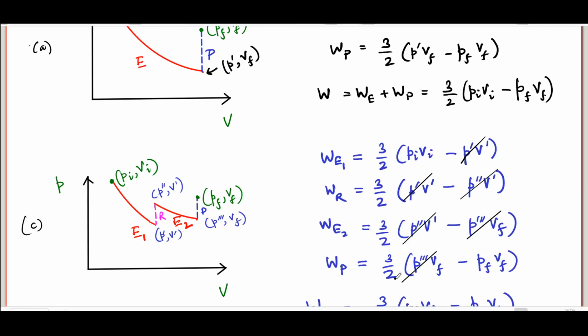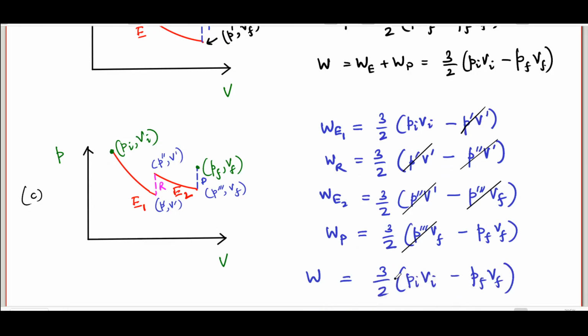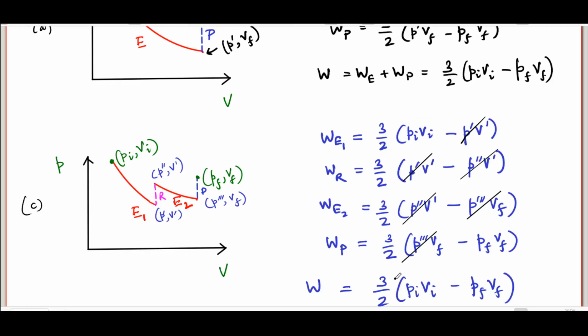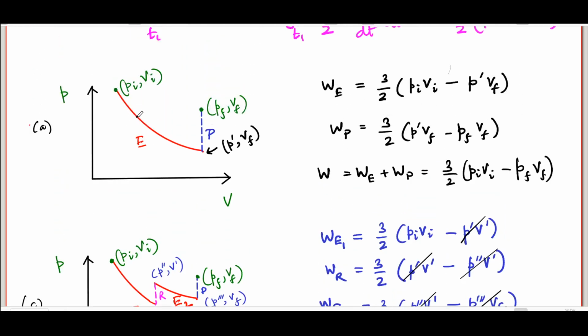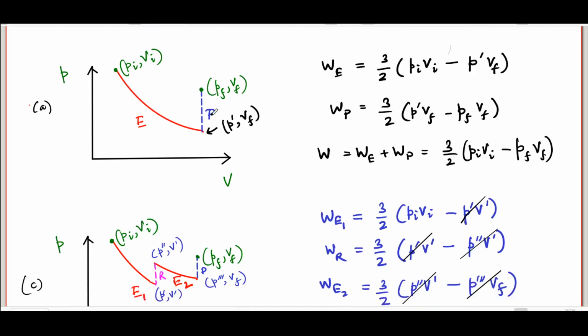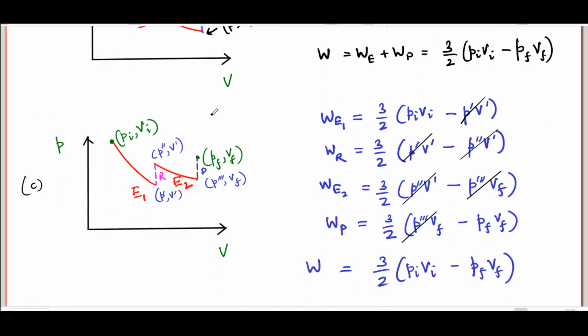So all these intermediate values for the pressure and volume, P prime, V prime, P double prime, etc., all of them just cancel out. And you are left with a work done, which is simply 3 by 2 times Pi Vi minus Pf Vf. So I hope I've convinced you that in these two cases, both of which are adiabatic, the process is entirely adiabatic. When you add up all the contributions together, you exactly get the same result every time.